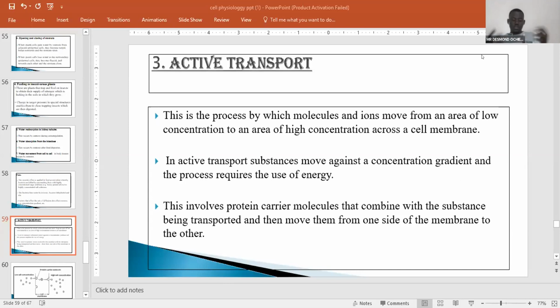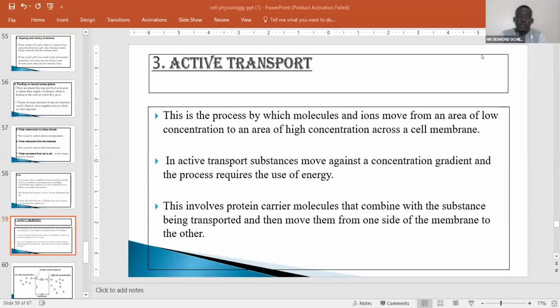Now, you can be asked to define the meaning of the word active transport. The most important thing that you should mention here is the movement of molecules and ions from an area of low concentration to an area of high concentration across a cell membrane. Some people would add the use of energy in the definition. It is not wrong, it is right. You can add that, or you cannot add. You won't be penalized for not using the word energy there.